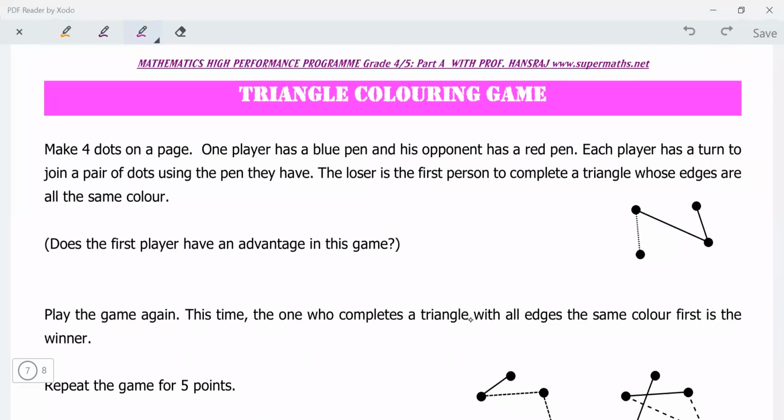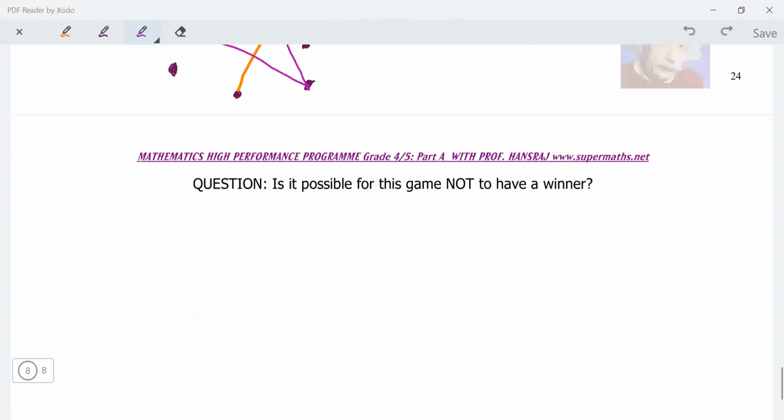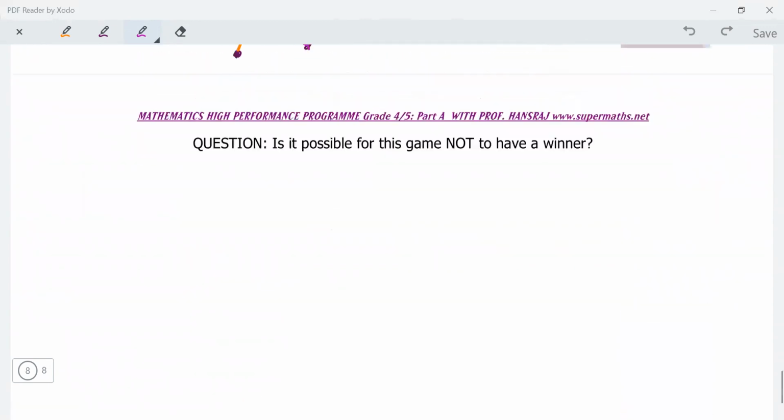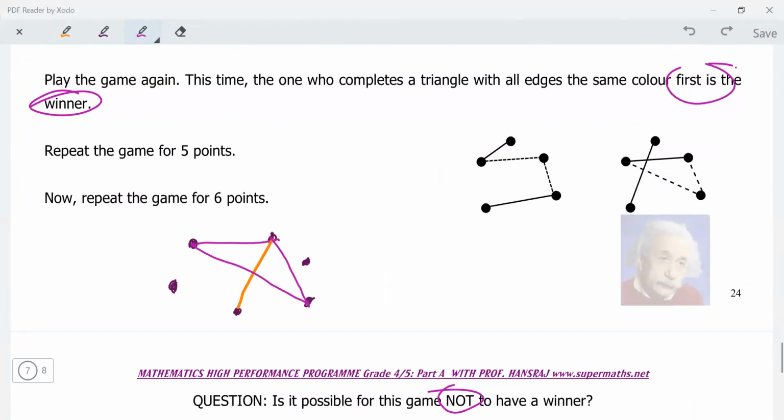Well, the first rule says that the loser is the first person to complete a triangle. Then in the second iteration, I completely changed the rule and said, play again this game. And then this time, the winner is the one who makes a triangle with the same color. Try this out and see if you can get it to work. And the question here is, is it possible for this game not to have a winner? Can it be a stalemate?